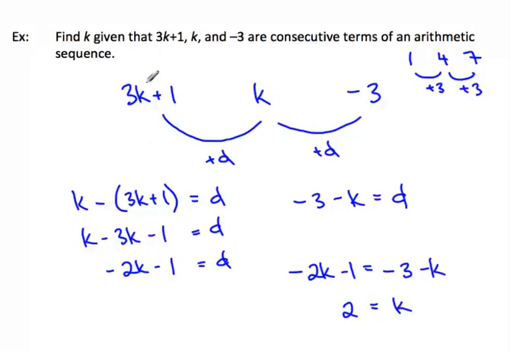If we plug that back in here, 3 times 2 plus 1 is equal to 7. This would be 2, this would be negative 3, and we can see that to get from one to the next, we're subtracting 5. The common difference is negative 5. So that's an approach to solving this kind of question. And that's an introduction to sequences and to arithmetic sequences in particular.